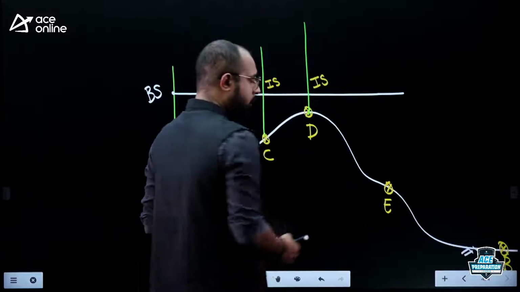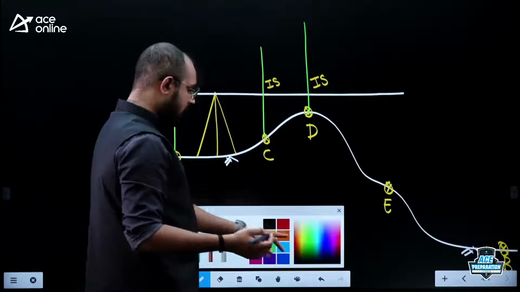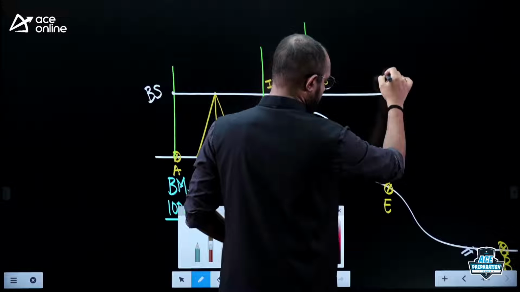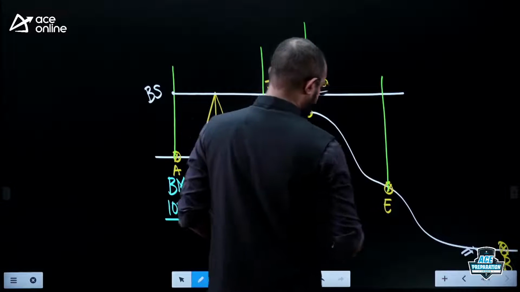Okay, right, that is a point E. I need to find the elevation of the particular point E. What should I do? The general procedure is to keep the leveling staff exactly upon that particular point E. So I'll keep my leveling staff exactly upon point E, like this.